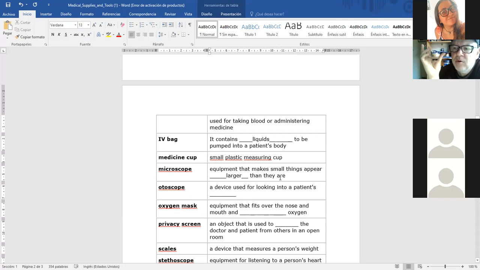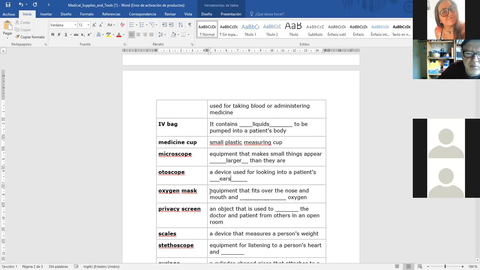That is the job, the function of a microscope, to make things larger to our eyesight. And the otoscope is used to look into a patient's ears. Right.